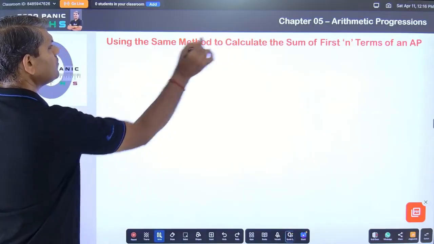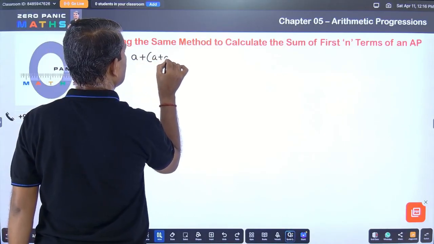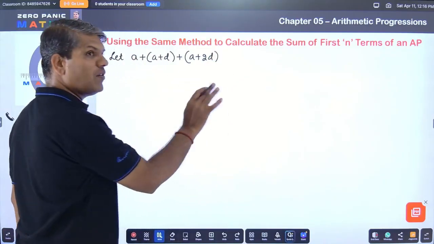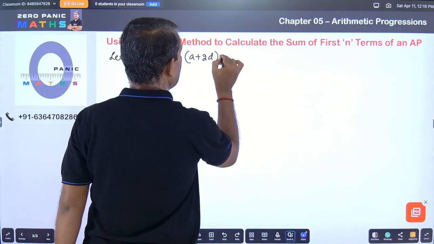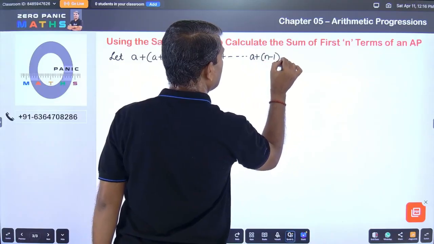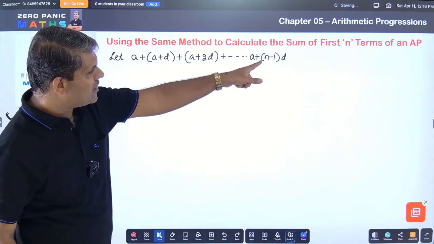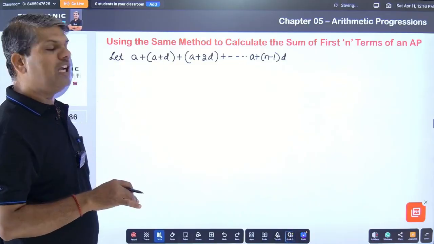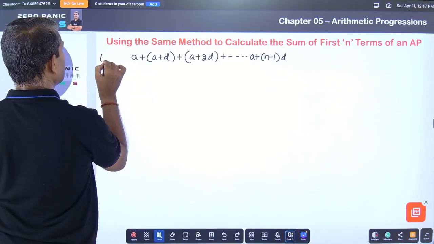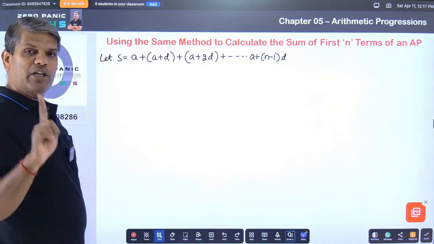Now let us assume the terms a, a plus d, and a plus 2d; these are the terms of an arithmetic progression in general. And we know that at last it will be a plus n minus 1 into d. This is the nth term of any arithmetic progression. Now let us assume this as S, that is the sum of n terms of any arithmetic progression in general.